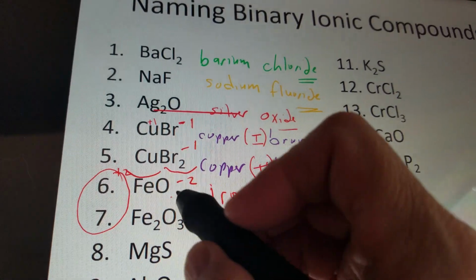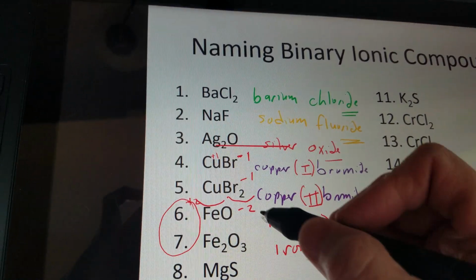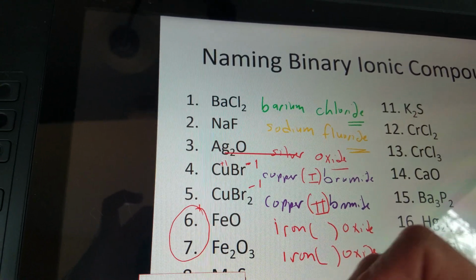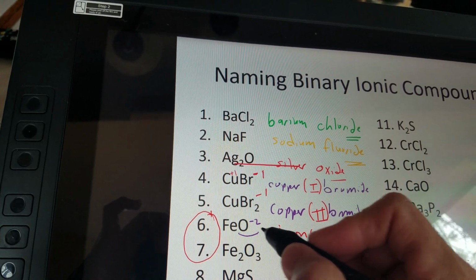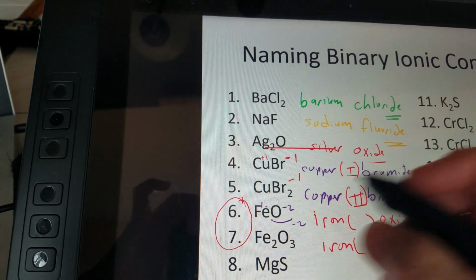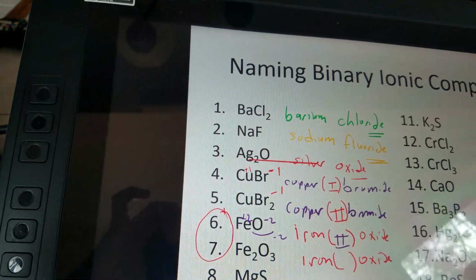So if that's the case, then I see that oxygen, if you look on your periodic table, will have a -2 charge. So that makes this half -2. That means this iron has to be +2, and therefore my Roman numeral will be a 2 here.